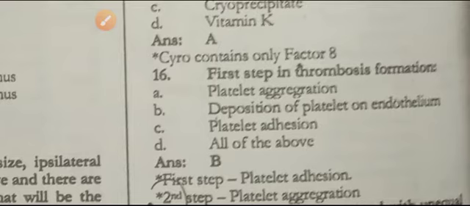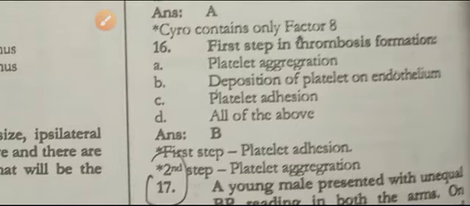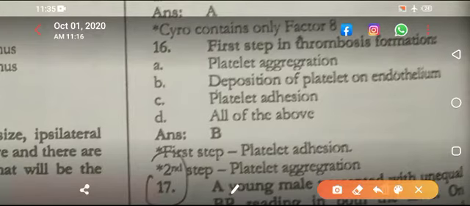That is the right answer, deposition of platelet and endothelium. First step is the platelet adhesion, second is platelet aggregation. Platelet adhesion means if there is damaged endothelium, the platelet attaches to the collagen, to the non-endothelial surface. This is called platelet adhesion.